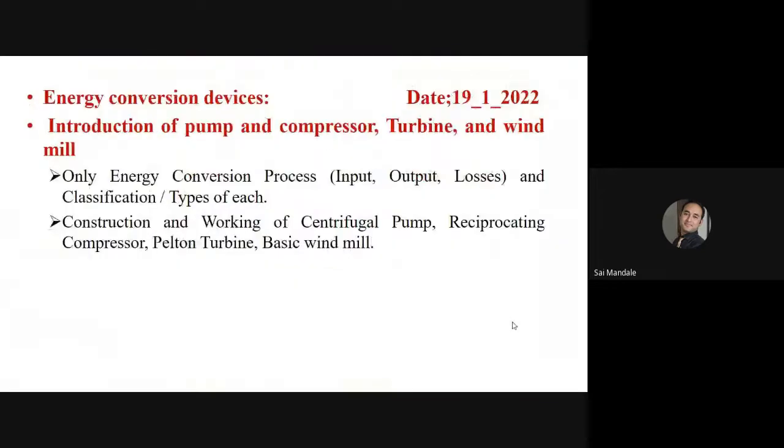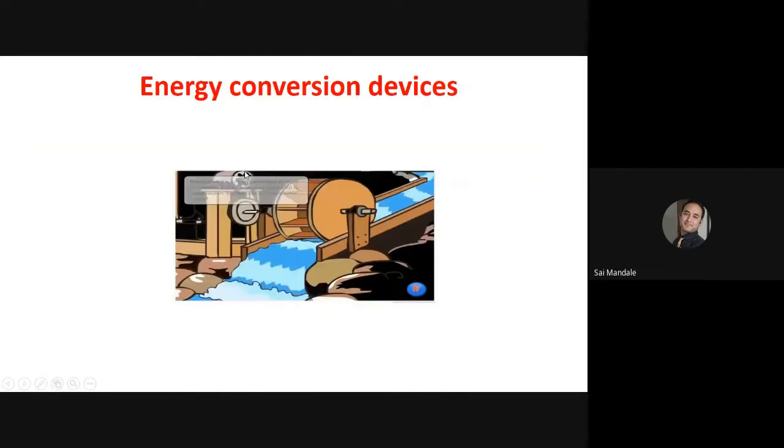So today, 19/1/2022, we have already completed 50% of unit number one, and this is the remaining part. It's energy conversion devices, and in that I will be covering the introduction of pump, compressor, turbine, and windmills. We have to work on the energy conversion process only. Along with that, we will look at the construction and working of the centrifugal and reciprocating pumps and compressors, along with the belt and mill turbines. The windmill we have seen in the case of the wind power plant. Okay, so let's begin with this.